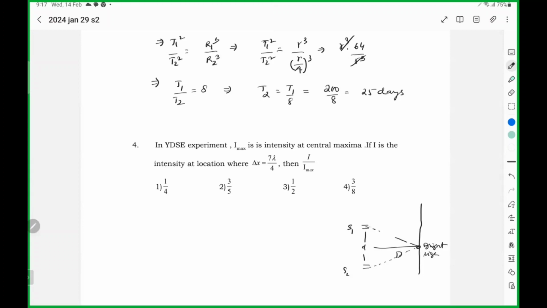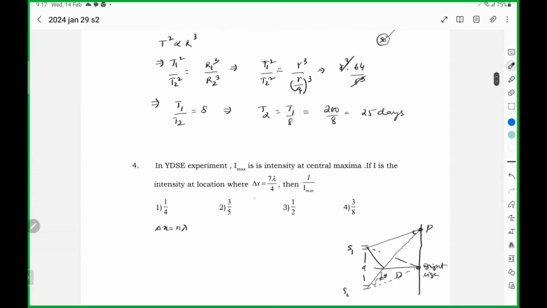When there is a path difference, that path difference is n lambda, we get another central bright fringe. But he has given here path difference, and for every path difference there is a phase difference. Phase difference is 2 pi by lambda times path difference, 2 pi by lambda into 7 lambda by 4, which is 7 pi by 2.